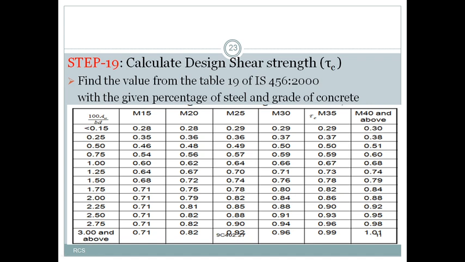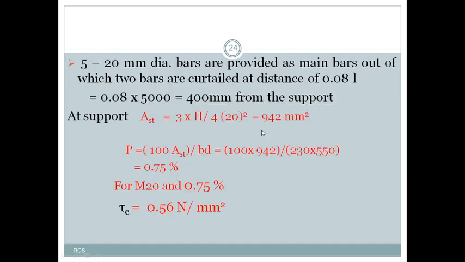Before going to the further step of calculation, here we have to calculate the design shear strength. This can be calculated as per Table number 19 of IS 456-2000. It depends upon the percentage area of steel and the grade of concrete. From that we can calculate what tau C is. So for calculating this, dear students, a new topic, just listen here.